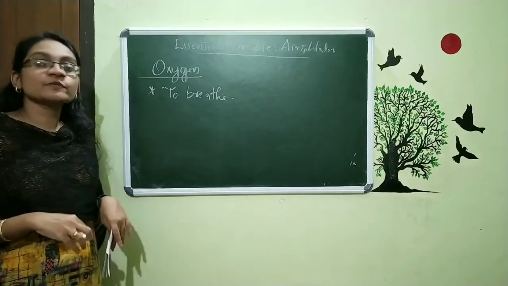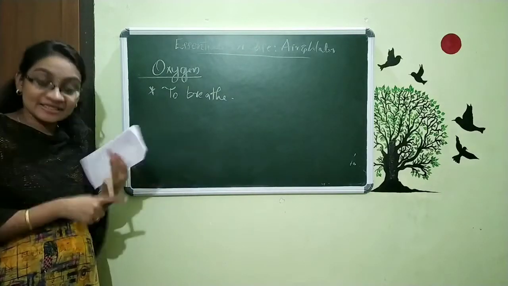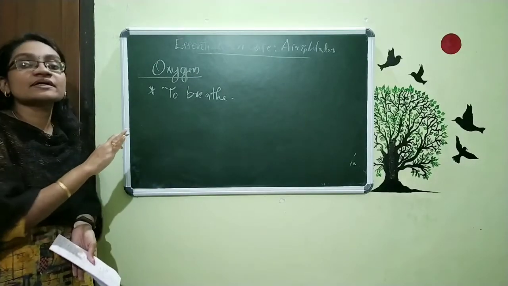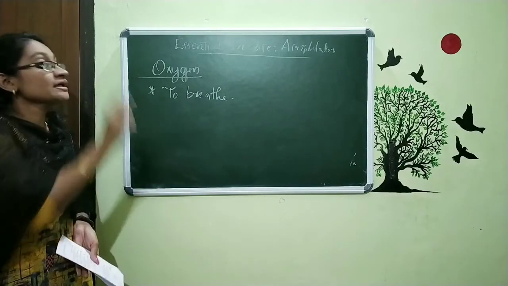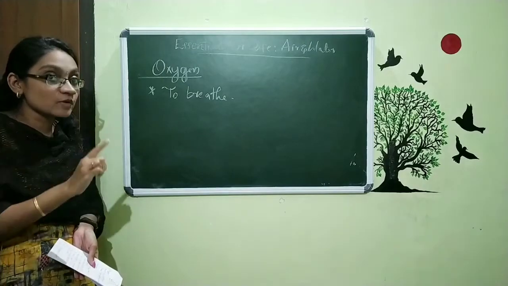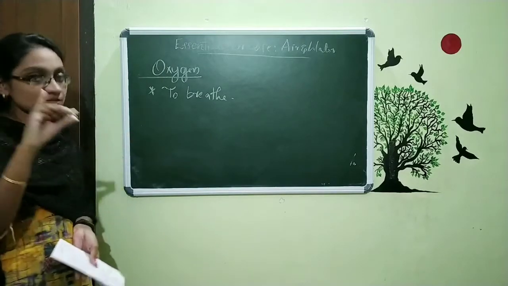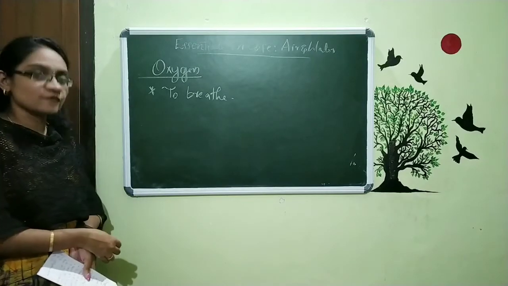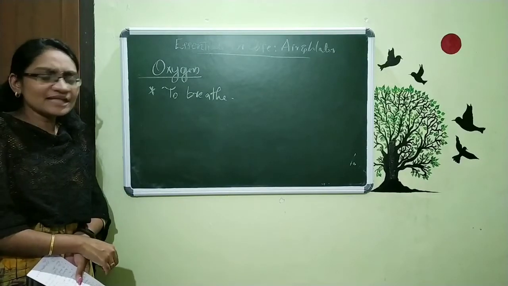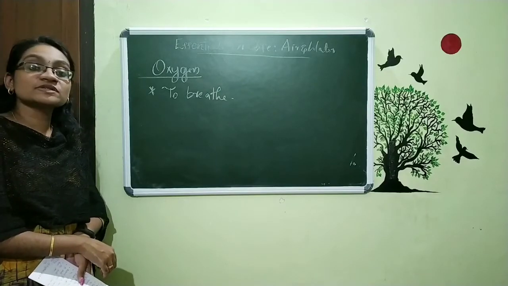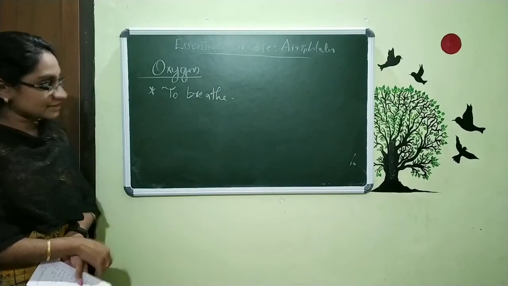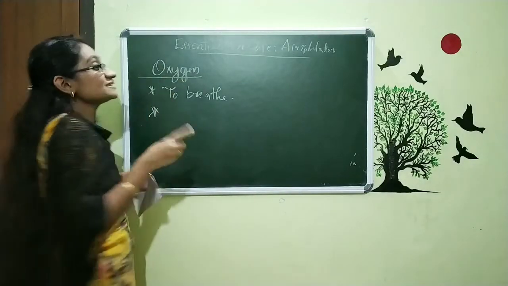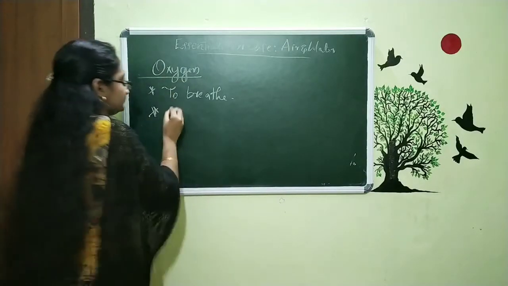Not only human beings but also animals, even plants, everything needs oxygen. So we can say oxygen is very important for breathing. That is the first point, and you already know this use of oxygen. Now what is the other use of oxygen? That is very simple. The next is that oxygen helps for burning.